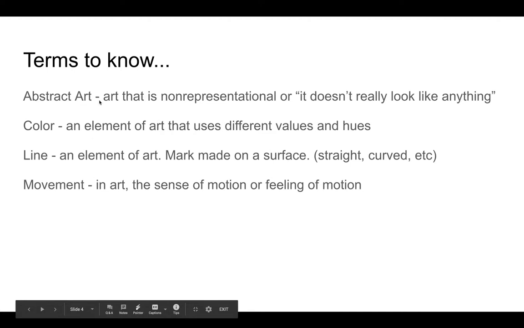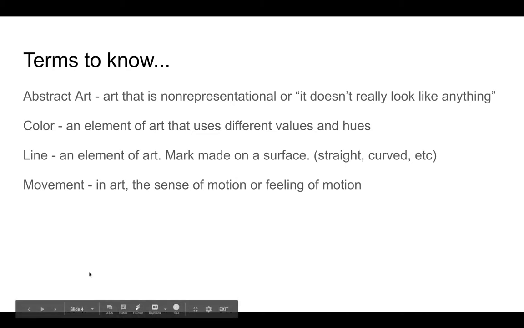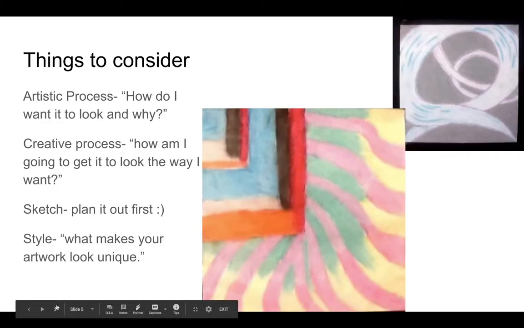So really quickly, we're going to talk about some of these terms. We've mentioned abstract art, and I just want to make sure you all know what that is. Abstract art is art that is non-representational, or it doesn't really look like anything. So it might just be lines or shapes, which is kind of what we're going to be doing with this. We already know what color and line is. That's what you're going to be using, and you're going to be trying to make a sense of movement. That's a sense of motion or feeling of motion in the artwork. So it might look wavy, it might look like a spiral, something like that.